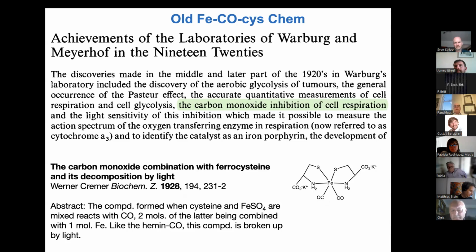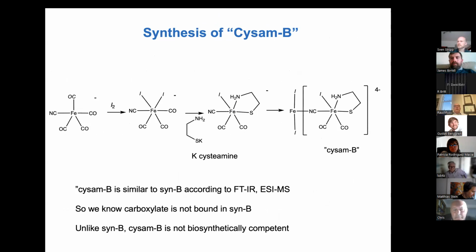We've worked with this compound quite a bit. We can also make analogs. This is the one with cysteamine. This is decarboxylated form of cysteine. It does basically very similar chemistry. The main problem, in terms of spectroscopy, is that it's not biosynthetically competent.